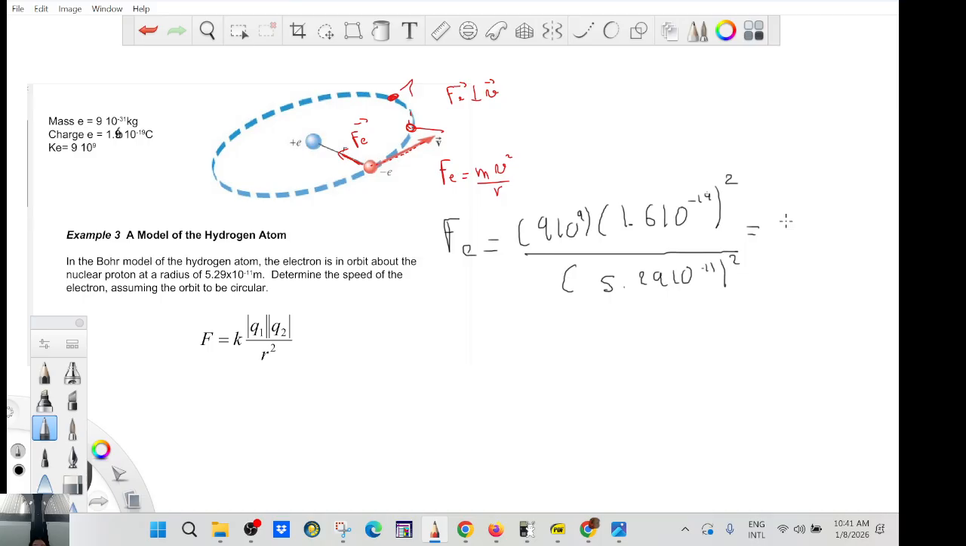What letter did you put next to the equation, the one written in red? mv squared over r. Oh, the centripetal force, right? The centripetal force equals the mass times the centripetal acceleration, which is the speed squared over r. Okay, so that's for circular uniform motion.